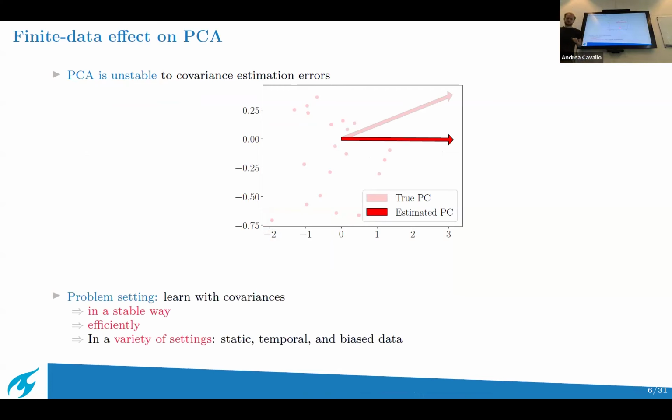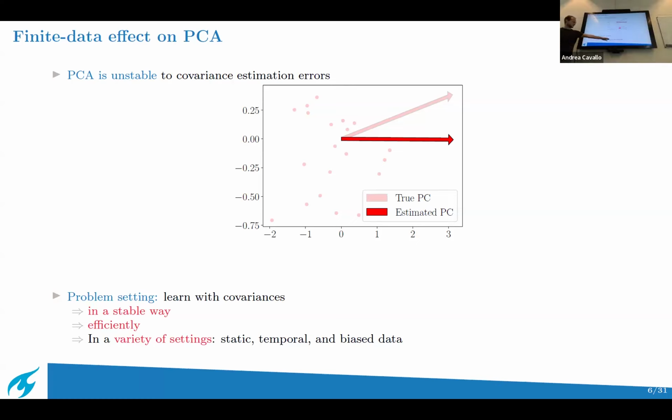This is the problem setting that we will try to investigate today. We want to exploit covariances to process data because we assume that covariances contain useful information. But we want to do it in a stable way, because we want to deal with the fact that we need to estimate the covariance, which is not exactly the same as the true one. We want to do it efficiently. And we want to tackle a variety of settings that we will briefly touch upon.